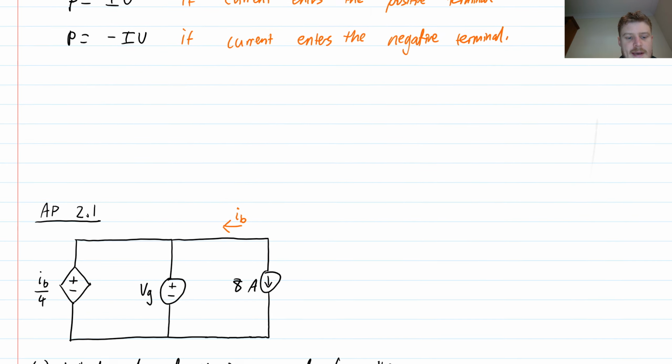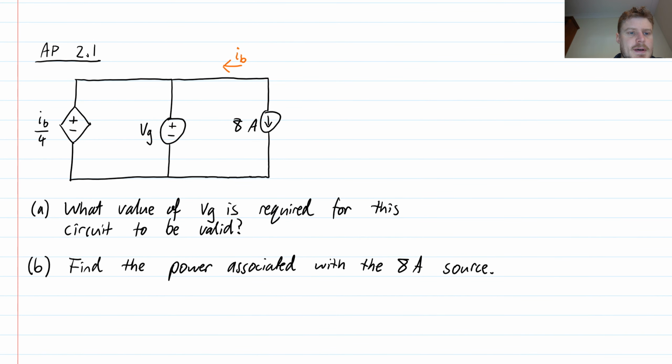So let's do an example. This one is from the textbook. It's assessment problem 2.1, and they've given us this particular circuit diagram. We have here 3 sources labeled on this circuit. So let's just take a moment and have a close look at this.